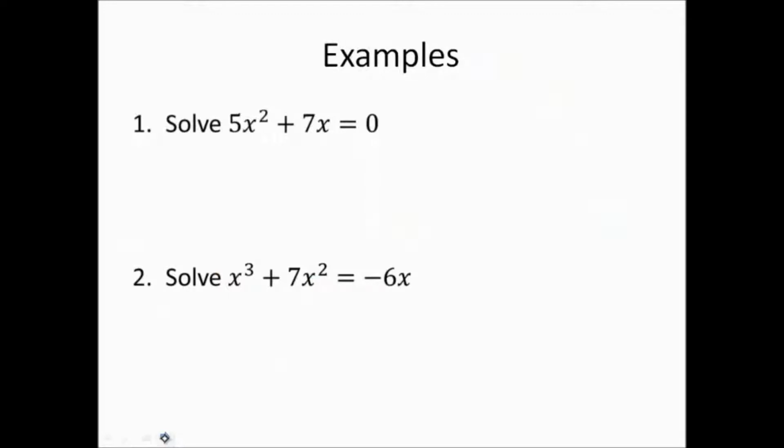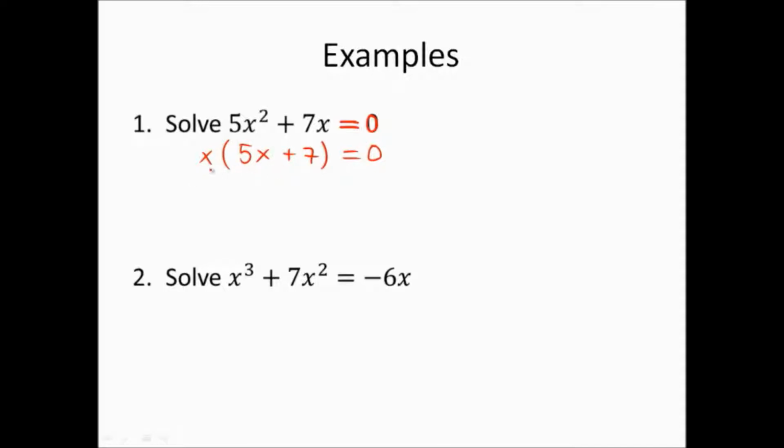Here's some more examples. So we need to solve. We want to have everything equal to 0 first. Very important. Next, we want to factor what we've got. Remember, in our factoring strategy, we want to first take out any greatest common factors possible. In this case, x is a greatest common factor, and you're left with 5x plus 7 equals 0. Hey, that's all we needed to factor.